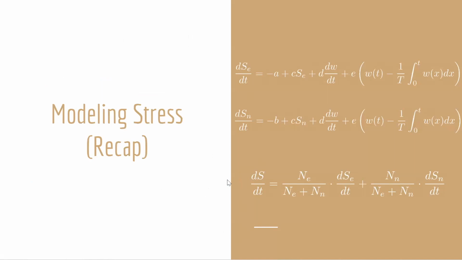And to recap, here are our equations for changes in stress, and then dS over dt is just the weighted average of this SE and SN.